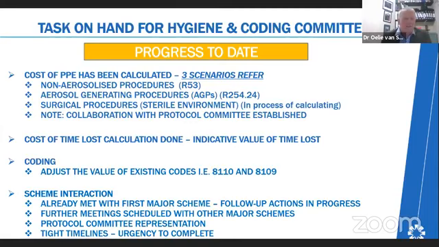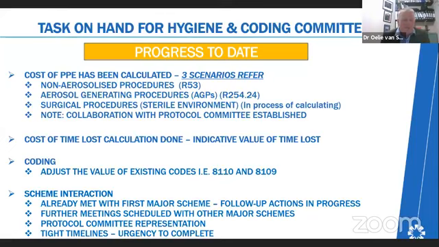In terms of scheme interaction, SADA has already had a meeting with the first major scheme, and follow-up actions after that meeting are in progress. Further meetings are scheduled with other major medical schemes starting tomorrow. And we've got representation of the protocol committee on the negotiating panel in the form of Prof. Piet van der Vyver. We're glad that he's part of the negotiation team to be able to answer any questions and to enlighten on any protocol issues.